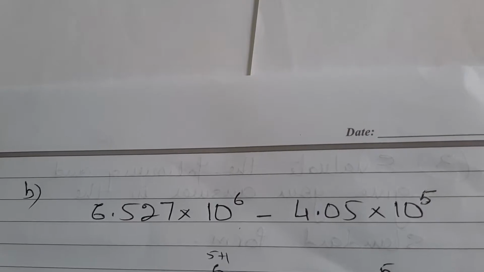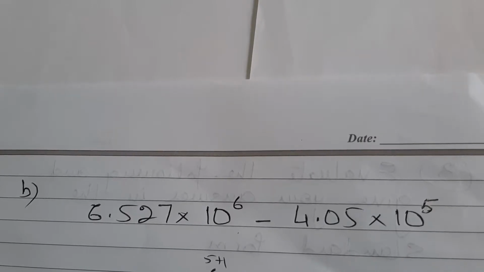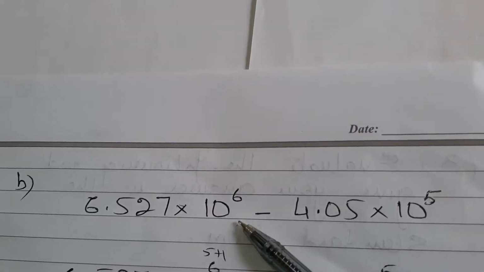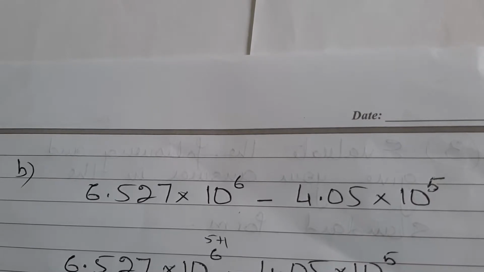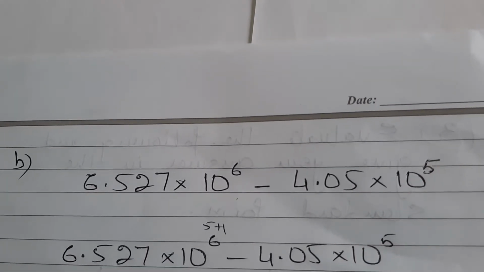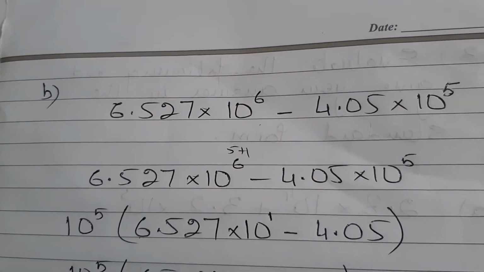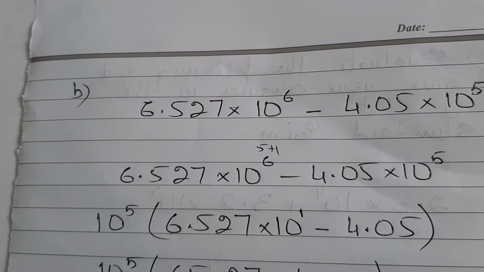Now let's take this example. In this one it is minus, and I told you in case of plus and minus you factorize it. So what do you see common here? It is 10 to the power 6 and it is 10 to the power 5. So instead of 10 to the power 6 you can write 5 plus 1. So common is 10 to the power 5. If you take 10 to the power 5 common out, then what is left from here?